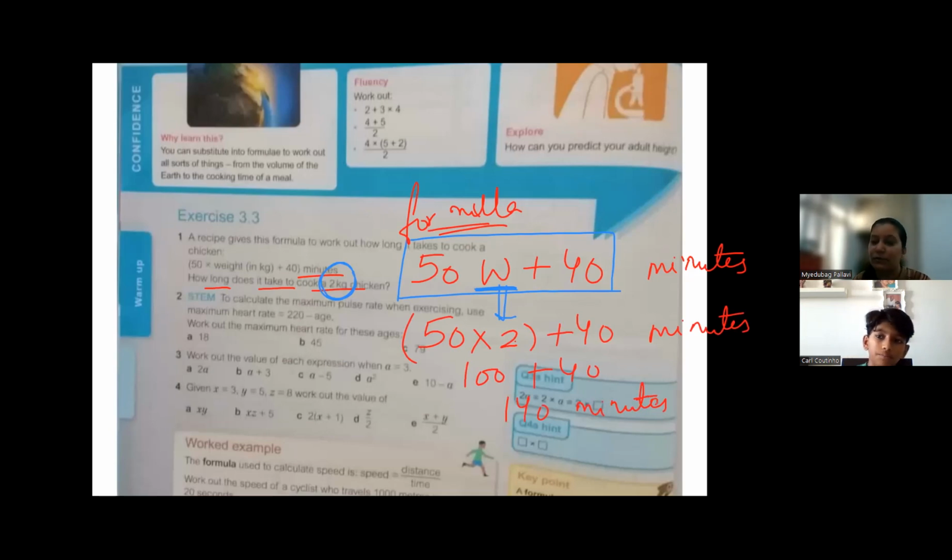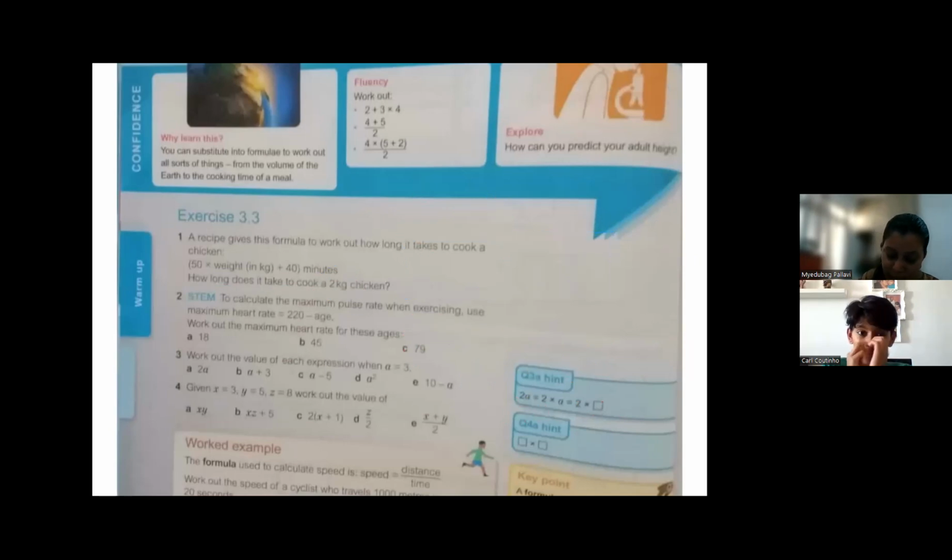If it is asked to find in hours, you can just divide it to find 2 hours and 20 minutes. Correct. Very nice, you were quick. 2 hours and 20 minutes. This is how we are going to solve the questions based on different types of formulas. Let's see the next question.